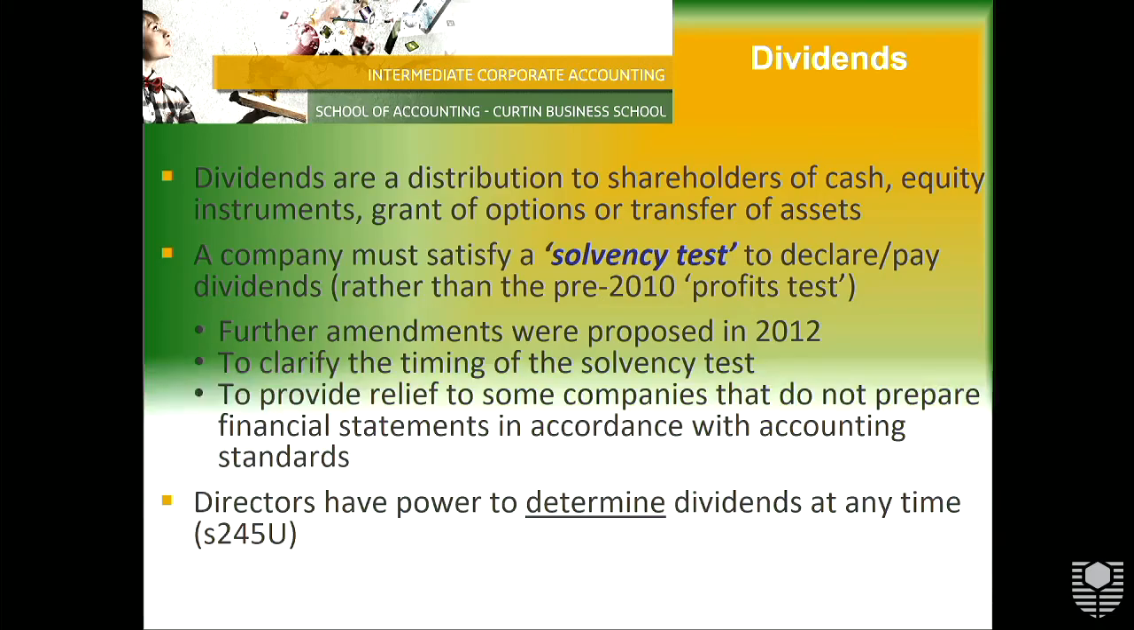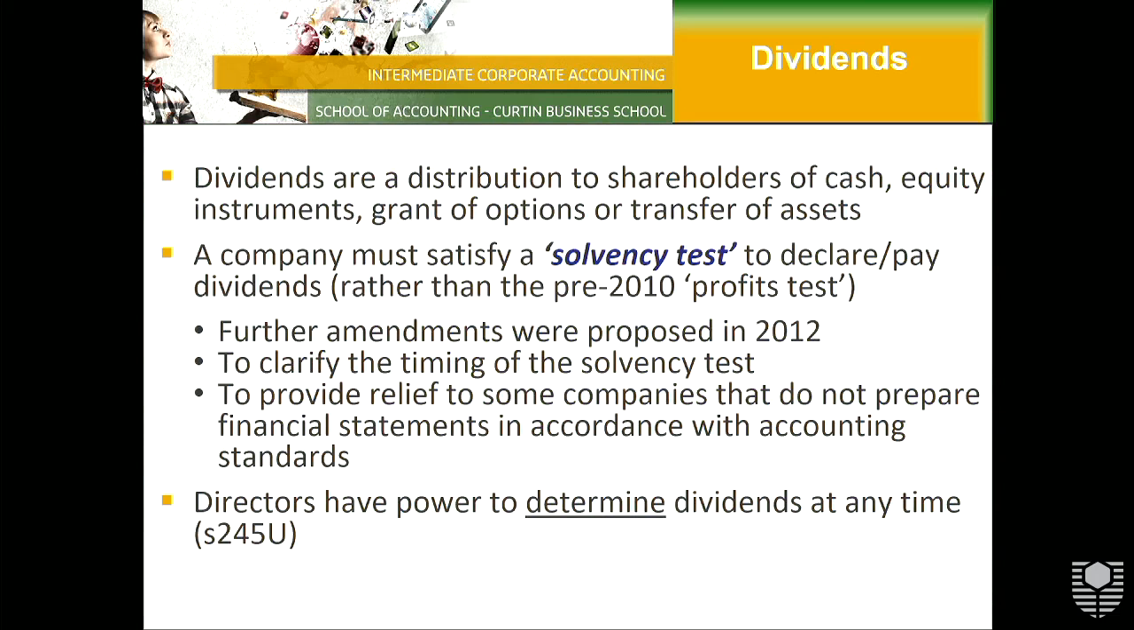Let's have a look. A company must satisfy a solvency test to declare and pay dividends. Directors have the power to determine dividends at any time. The law does differentiate between determining and declaring. When you determine something, it doesn't mean that you have to start doing all the journal entries. Once it's been declared is when it is a legal liability.